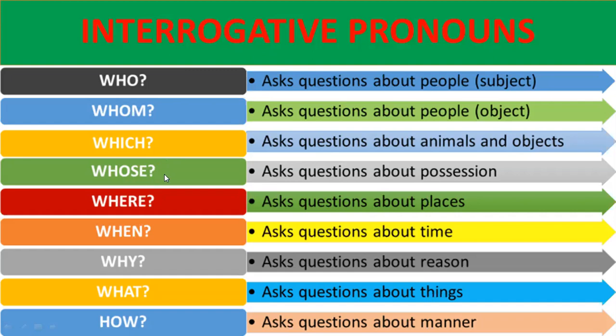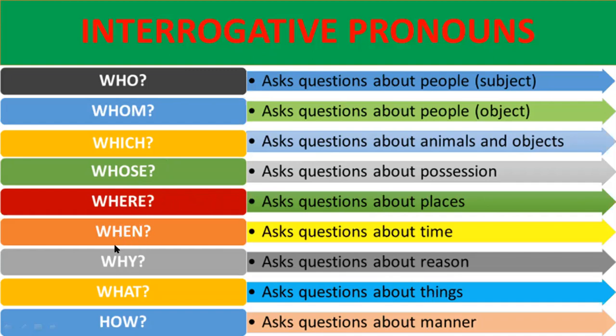Whose lunch box is this? Whose geometry box is this? Like this, you always use such sentences in the classes. So whose means kiski. Next is where, which means kahan. Where are you going? So where you are using, it means this is your interrogative pronoun.